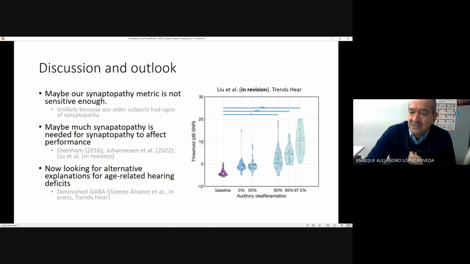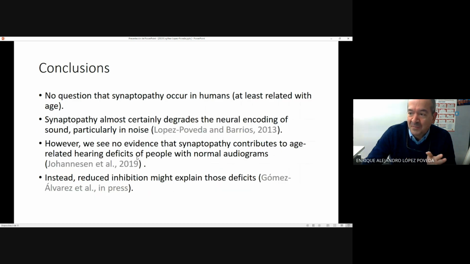This is in noise. So we're actually now looking for alternative explanations for the age-related hearing deficits beyond synaptopathy. We're looking at other things that I don't have the time to explain. But the same pattern of data that I've just shown you for speech in noise intelligibility, we also see for gap detection thresholds, for frequency modulation detection thresholds, and also for speech in noise intelligibility in other types of maskers.